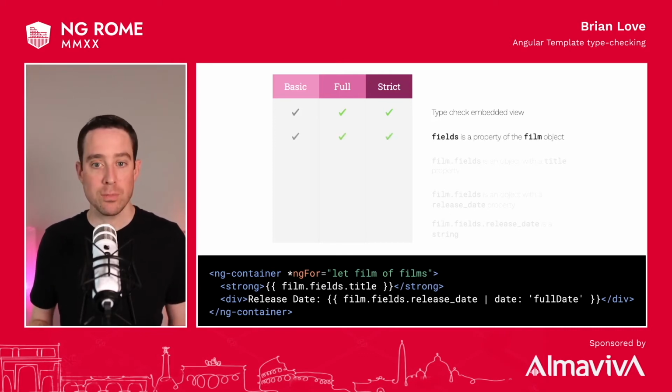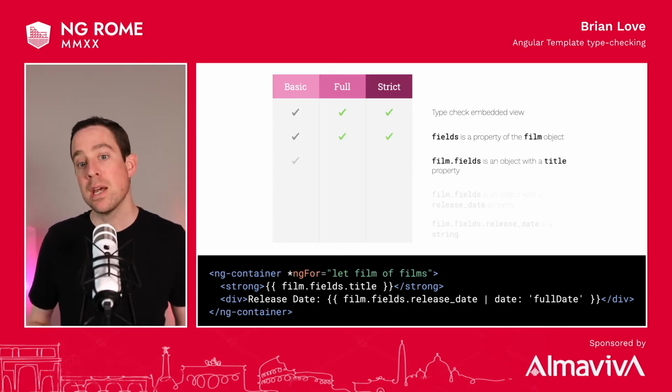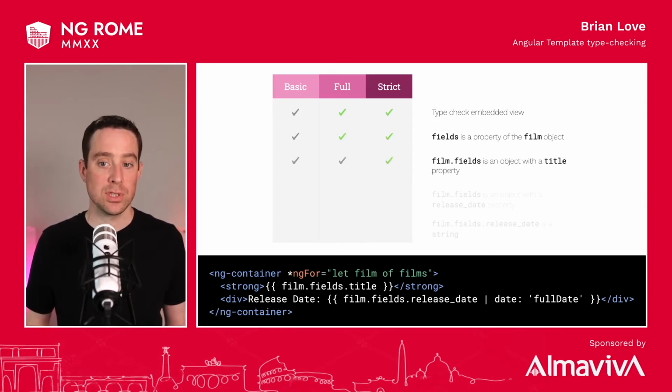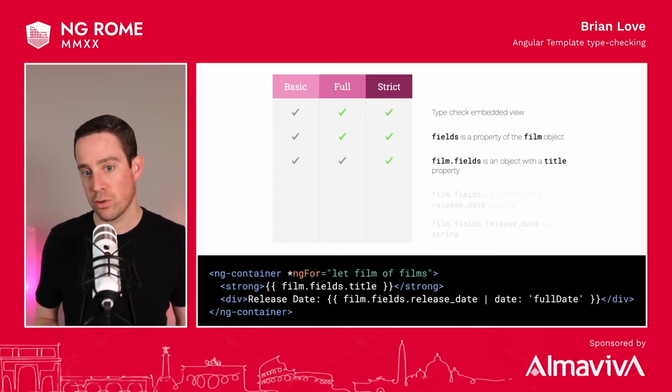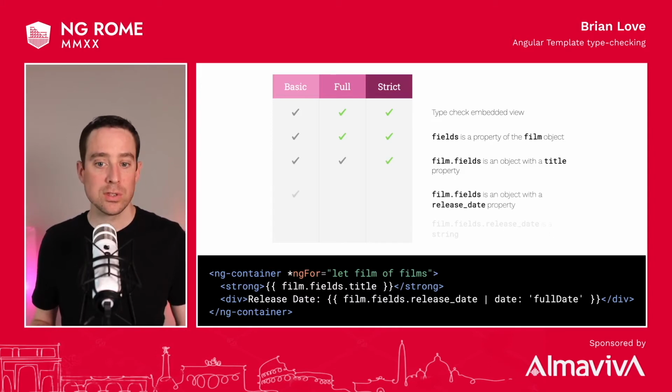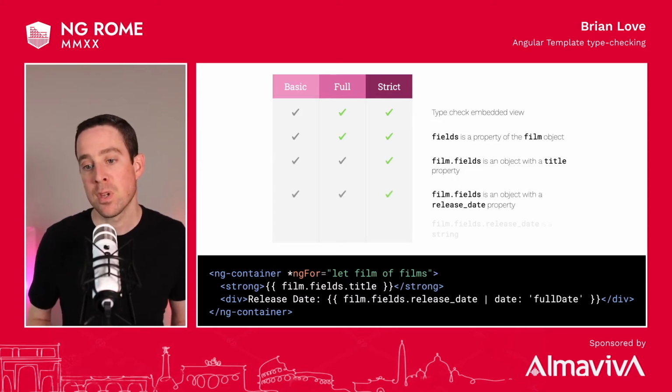Further, in full and strict mode, we're going to check if film is a property of the films object. And then we're also going to check if film is an object with a title property, but that's only going to occur in strict mode. Also, we're going to check for that release date property, again, only in strict mode.